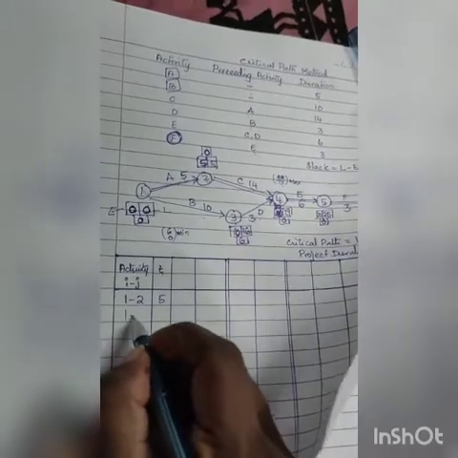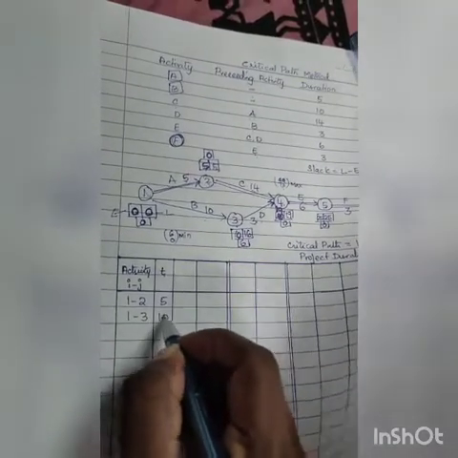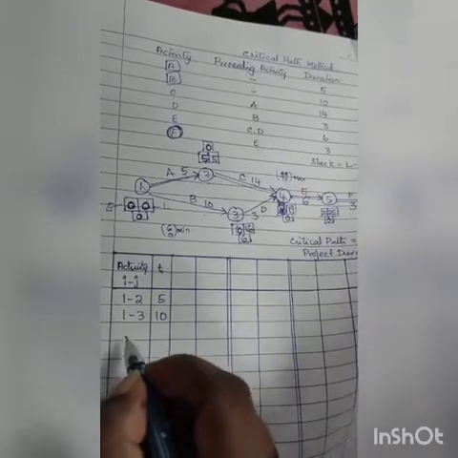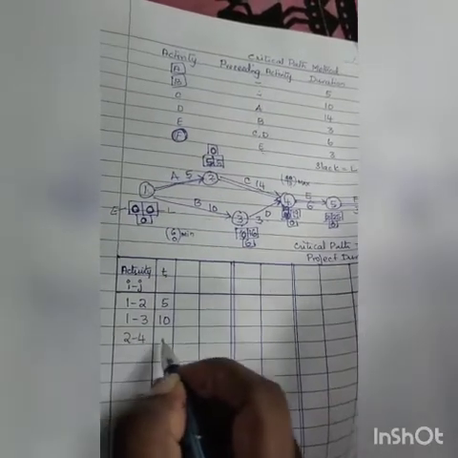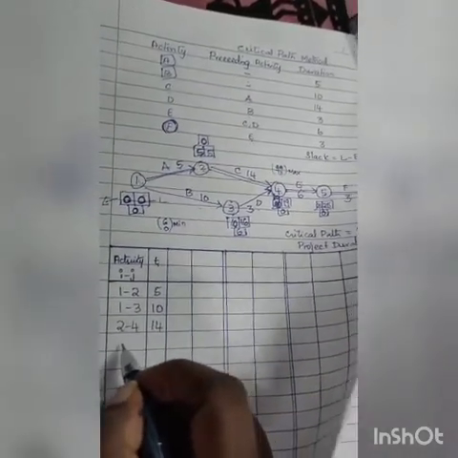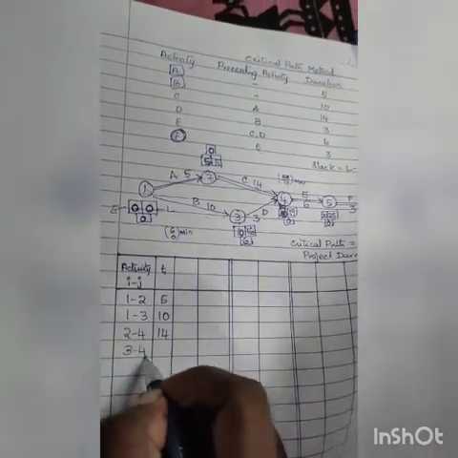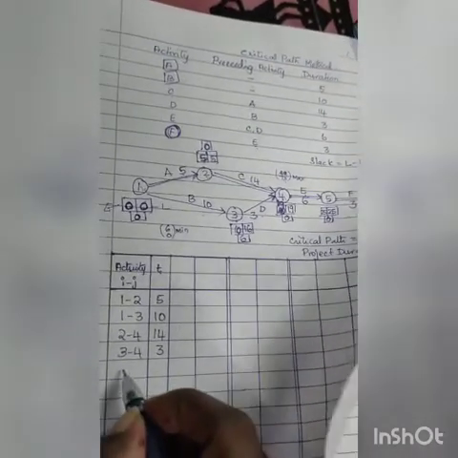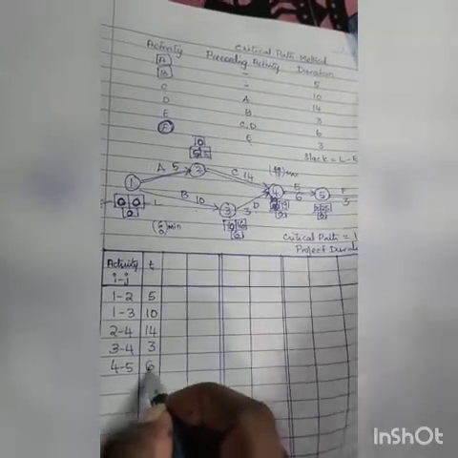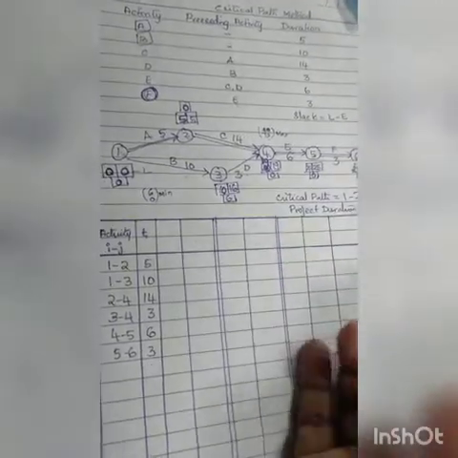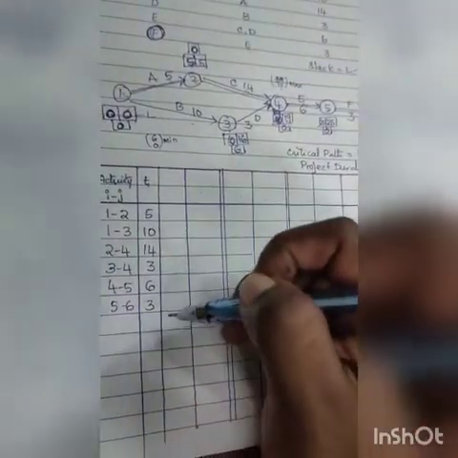And the time is 5. Node for B is 1 to 3 and the time is 10. Node for C is 2 to 4, time 14. Node for D is 3 to 4, time 3. For E it is 4 to 5 and the time is 6. And for the last one, F, it is 5 to 6, time 3. So now I have my table. These are given in the question itself.